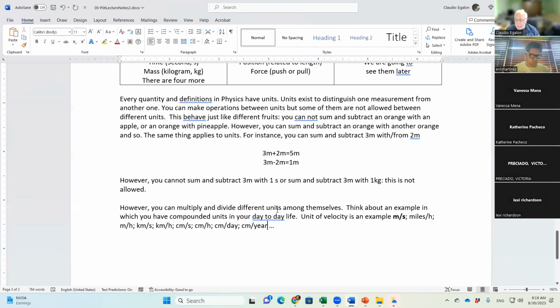But again, the important compounded units that you have to know are the ones that use the International System of Units. In our labs, we will always use units.